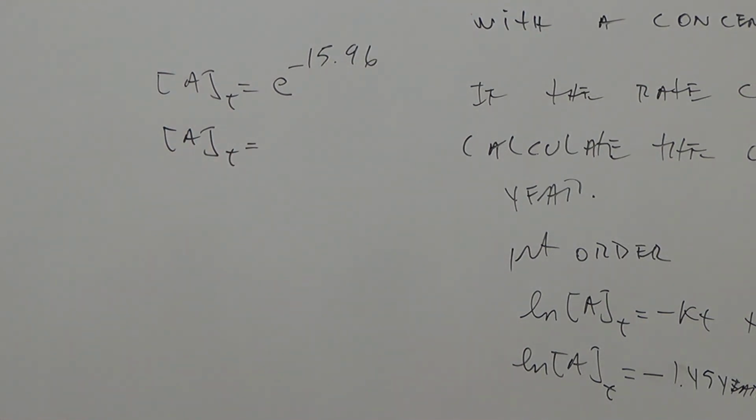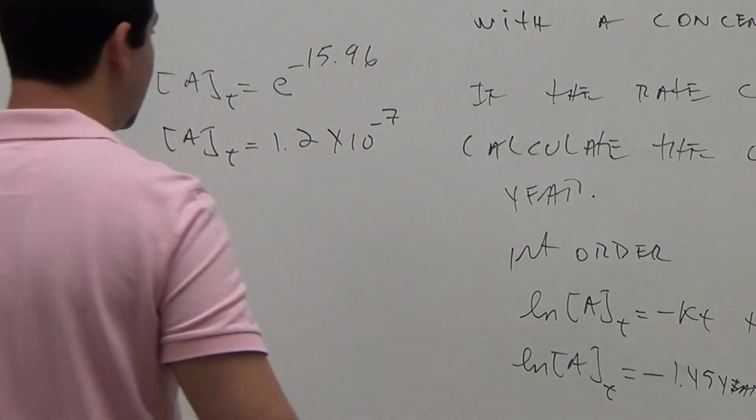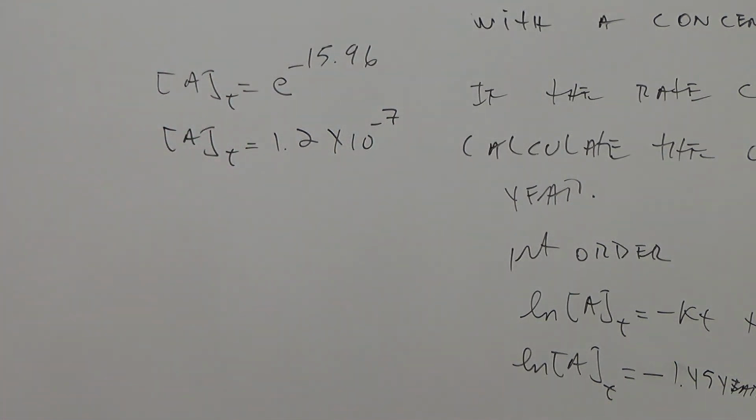E raised to that, what does it give you? 1.2 times 10 to the negative 7. Units on this. I assume it's the same thing they give you.